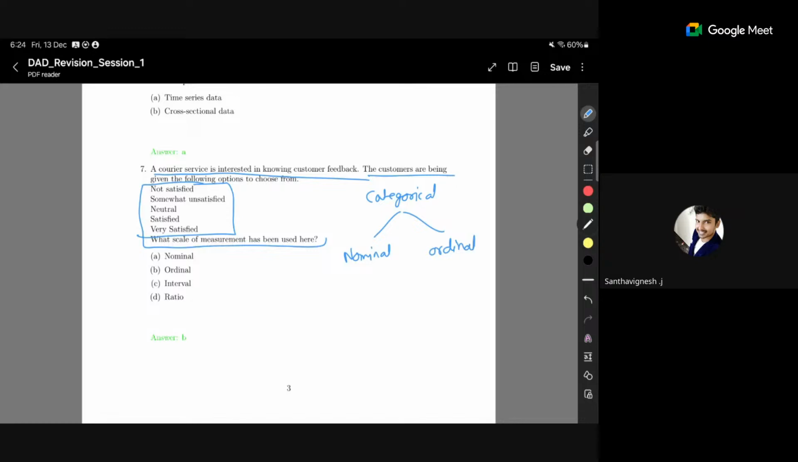Now we can see that this kind of data does have order, right? Not satisfied, satisfied is lower or higher in some order. You can't say that they are not in order. There is some order in it. Somebody says, I'm neutral about it, I'm satisfied with the product. That means he is positive about the product. So there is an order in between, so it comes under ordinal data.